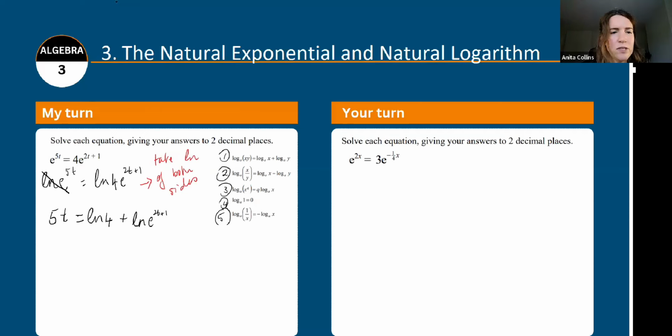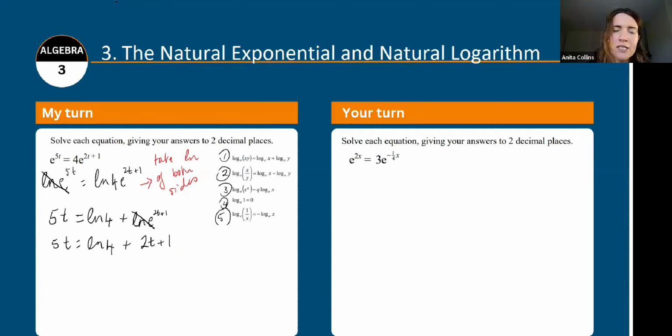All right, so there's not much I can do on the left. I was asked to solve, giving your answer to 2 decimal places. There's not much I can do with that ln of 4, but it's okay, don't panic. There's no unknowns there, no letters, no t there. So it's actually just a constant. Now I've got ln of e, which cancels, leaving me with 2t plus 1.